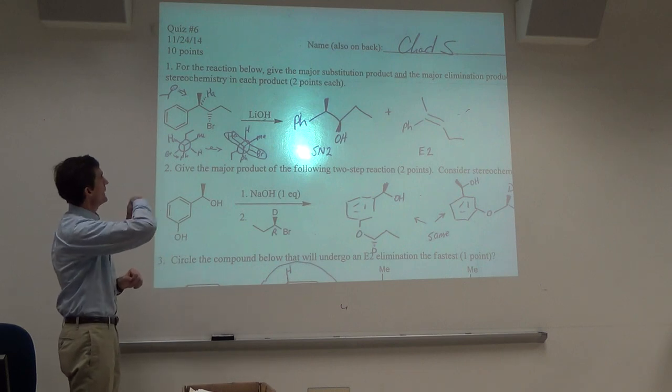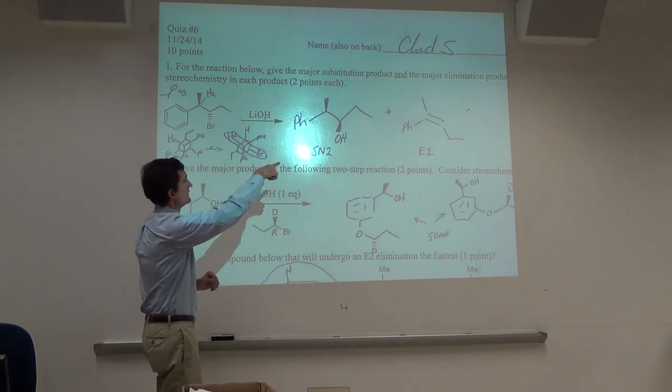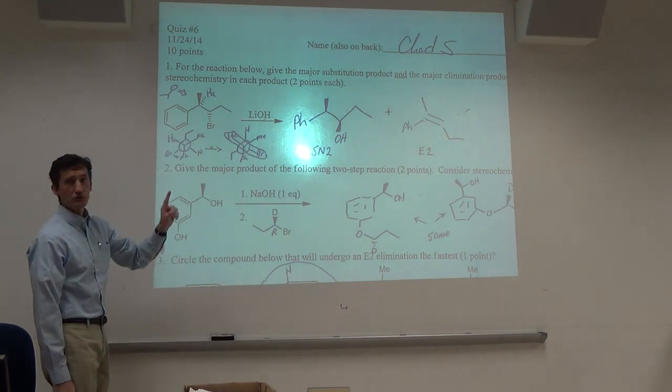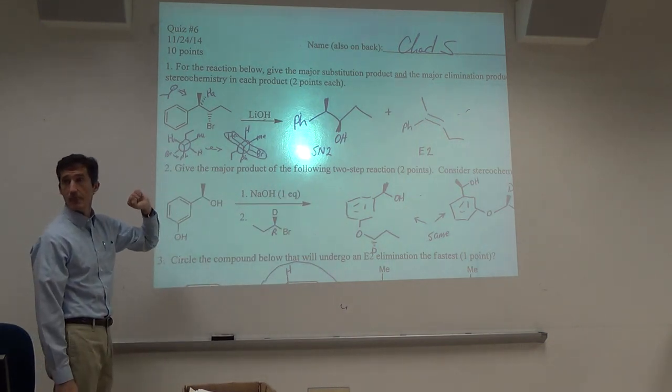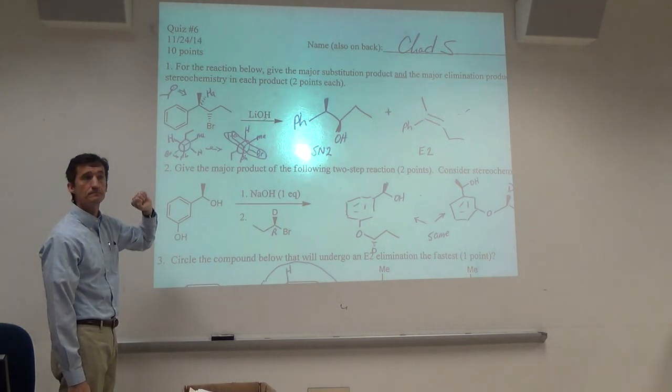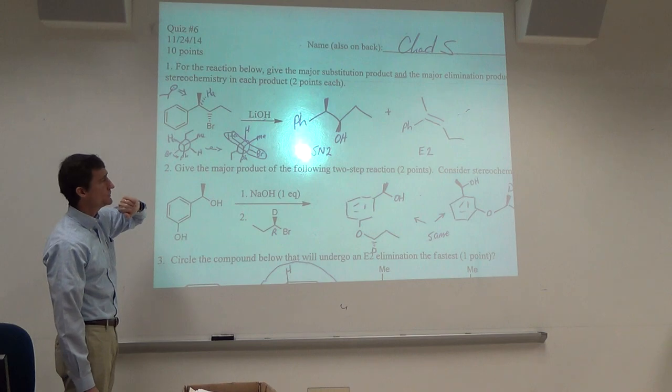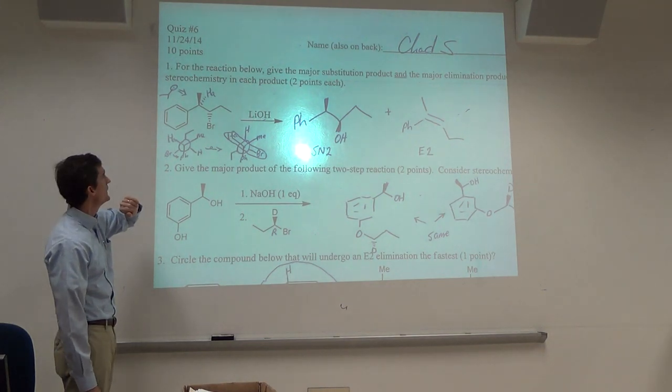That looks like it's S. This should be R. SN2 product looks good? How did we do? Major elimination product, but we're doing E2 because we have a strong base.